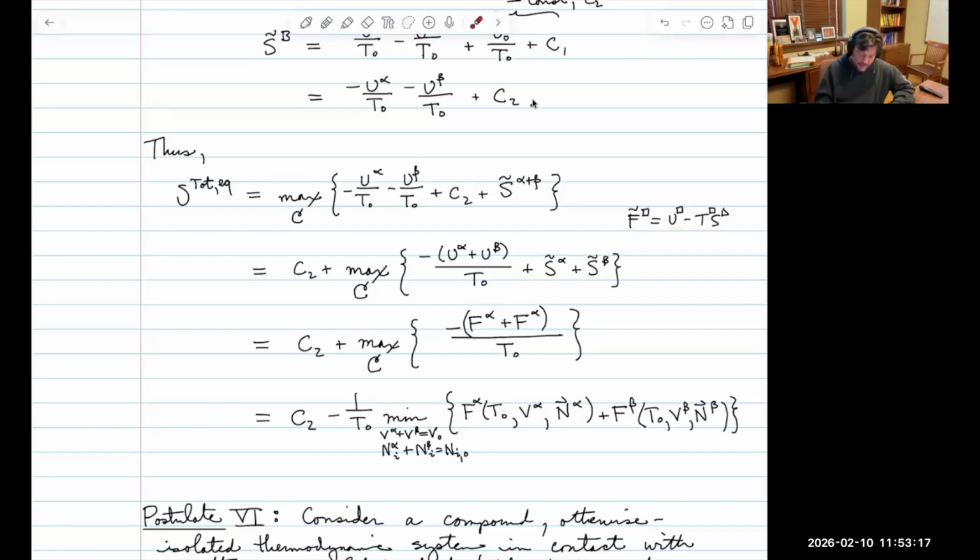So notice that if I multiply both of these terms by T naught and then divide them by T naught, the expression doesn't change. But what I get on the top is just going to be minus the free energy of alpha plus the free energy. This is an error here. This should be the free energy of beta. And I think it's missing a tilde, so I'll put the tilde back.